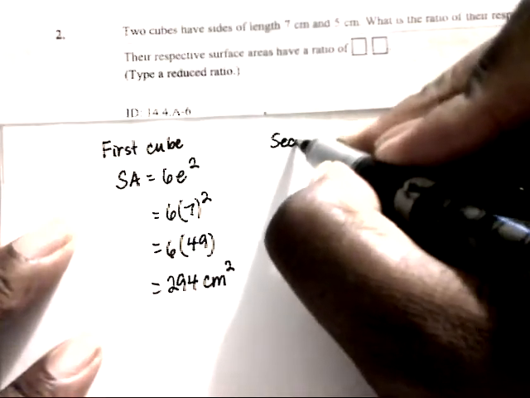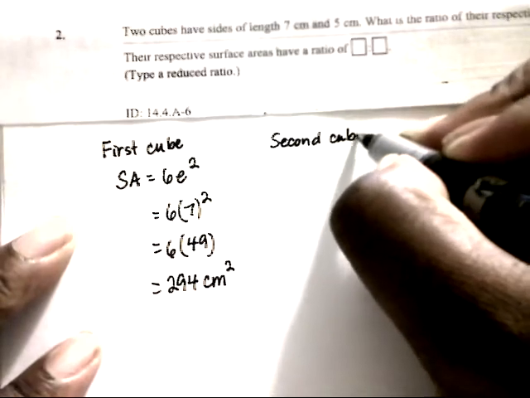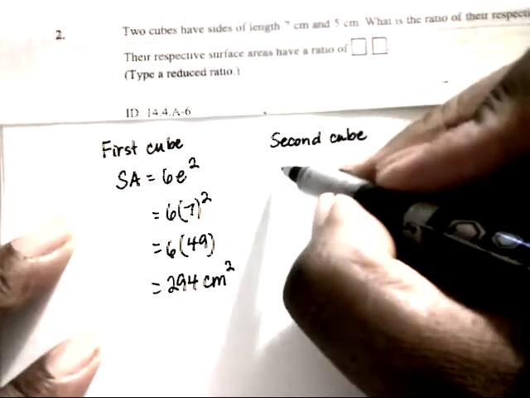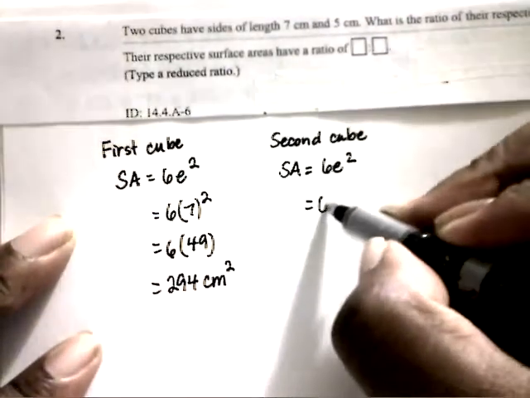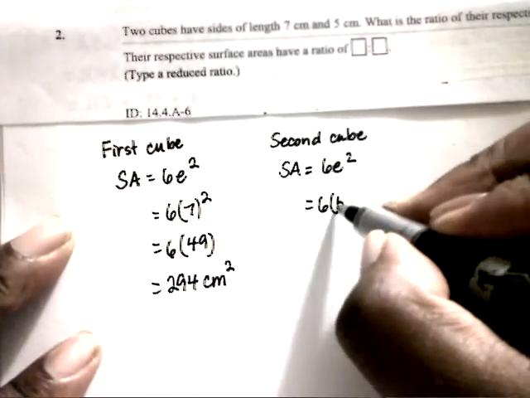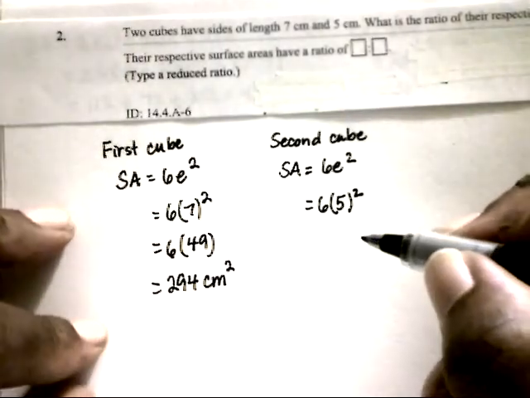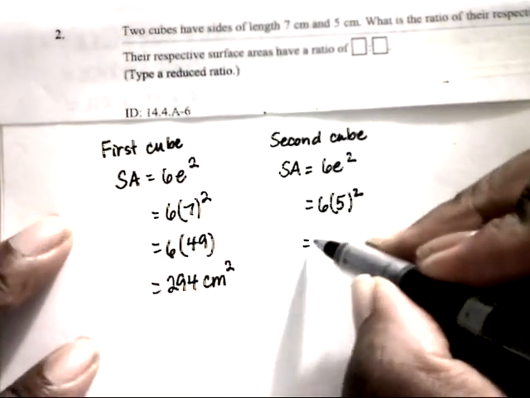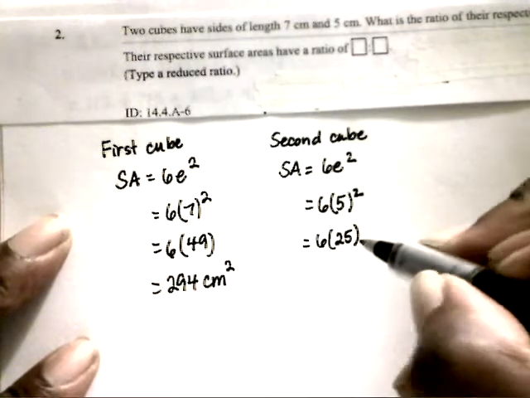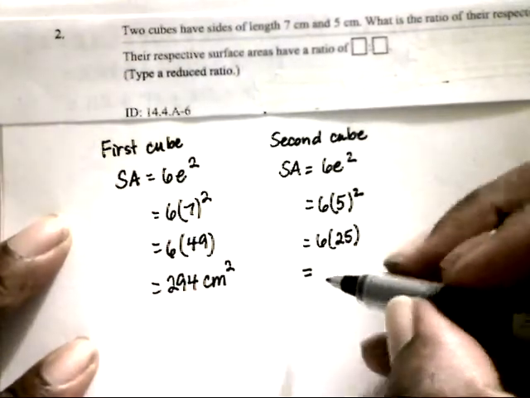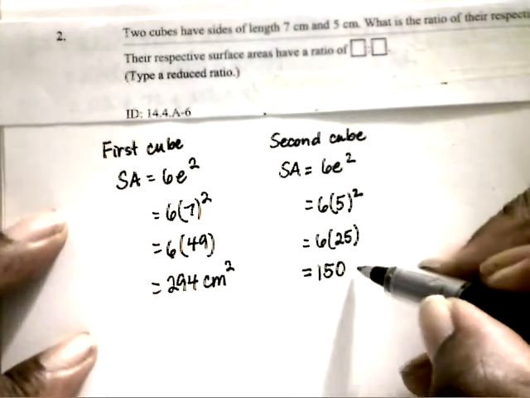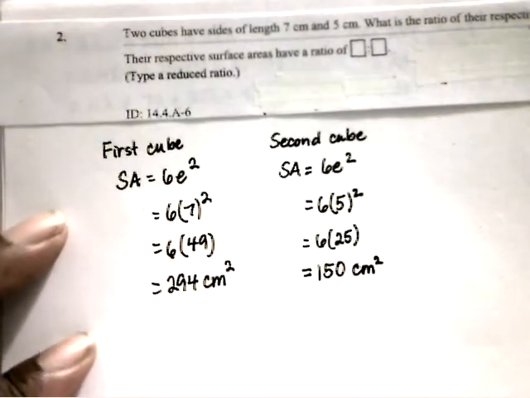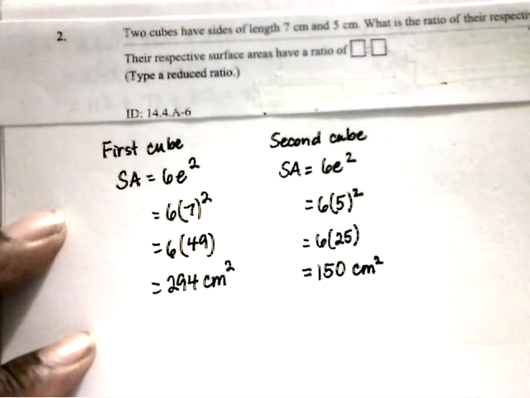And then the second cube has an edge of 5 centimeters. So its surface area is still going to be 6e squared, which means 6 times 5 squared. Now 5 squared is 25, so you're going to have 6 times 25, which is 150. That's 150 square centimeters. So the surface area of that second cube with the edge of 5 centimeters will be 150 square centimeters.